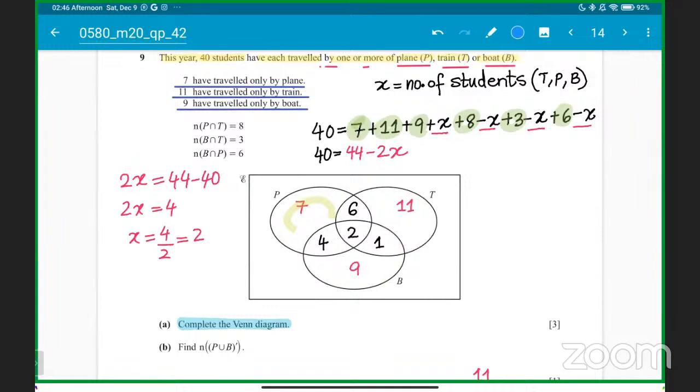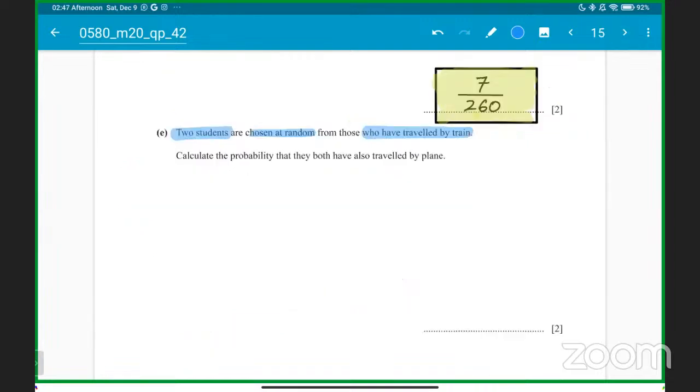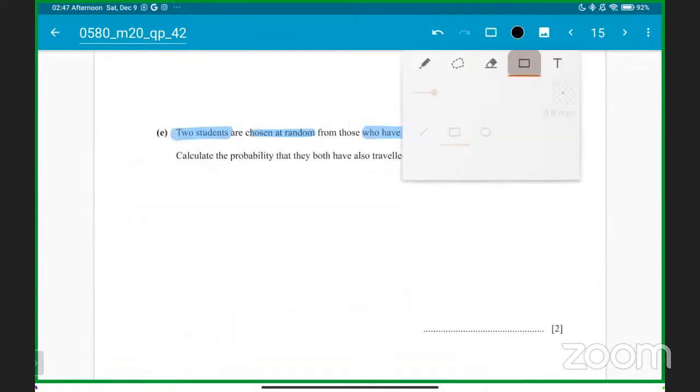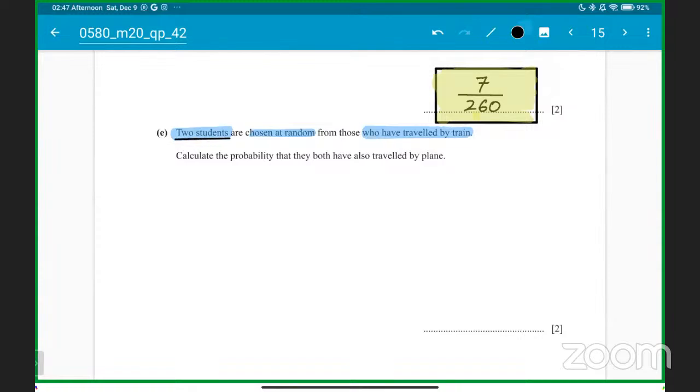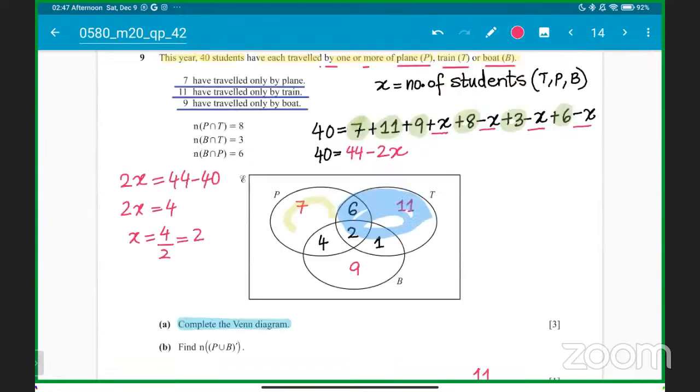In the denominator, we are going to take the train students, because the 2 students are being selected from the train students. I'll repeat my point. The 2 students that we have to select are going to be selected from the train students only, those who have traveled by train. So you have to take into account only the train circle.